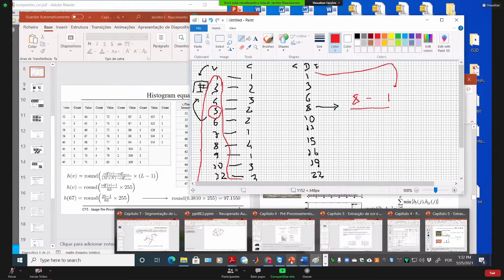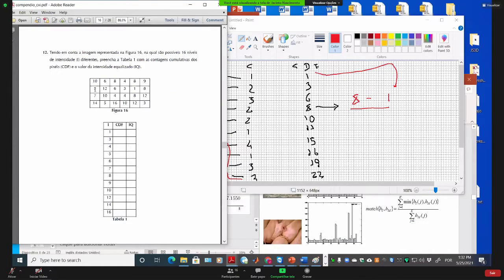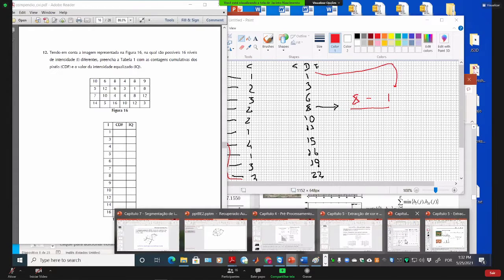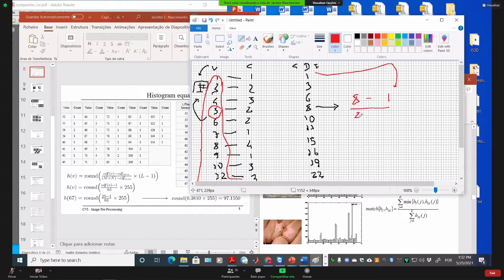Let me see what we have here. So you have 1, 2, 3, 4, 4, 1, 2, 3, 4, 5, 6, 24. So you have 24, 4 lines times 6 columns, minus 1.